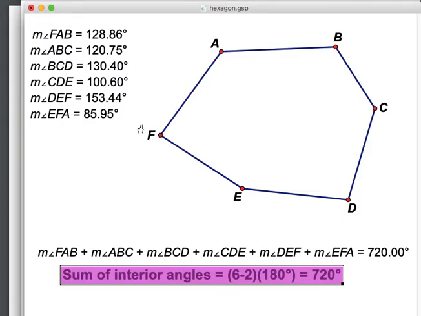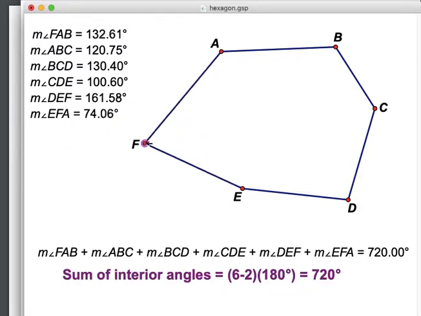As you can see, if I move point F, that's going to change the measure of angle F, A, and E. Let me just move this, and it does change those angle measures, but what doesn't change is the sum of all the angles, because the sum of all these interior angles will always equal the formula n, which is 6 in this case, number of sides, minus 2 times 180. So 4 times 180 is 720 degrees.